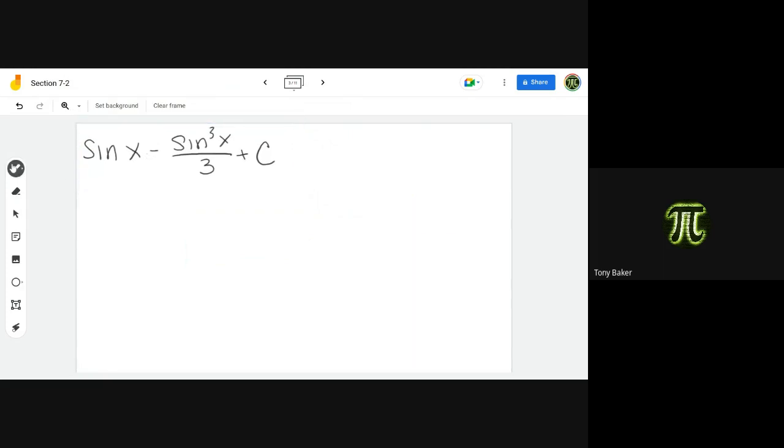So we've got, let's do this part. I'm going to do this as two separate things. What's the derivative of sine x? Okay, so that's cosine x. Now this one, I have to do the chain rule on. So we've got negative sine to the third x over 3. So we're going to do the derivative of sine x, which is cosine x.